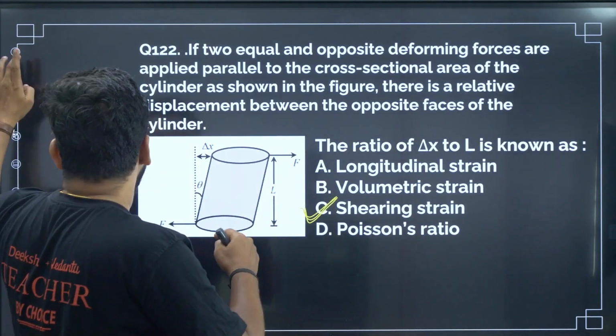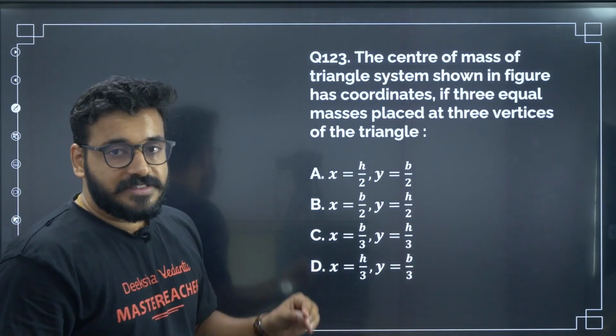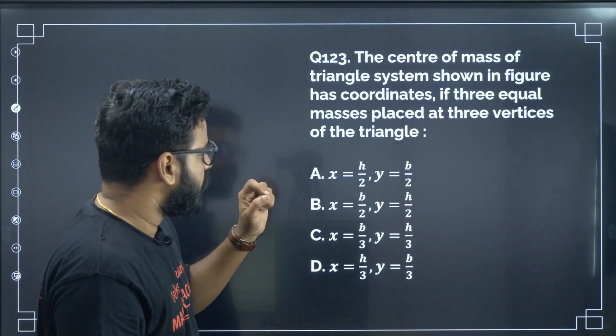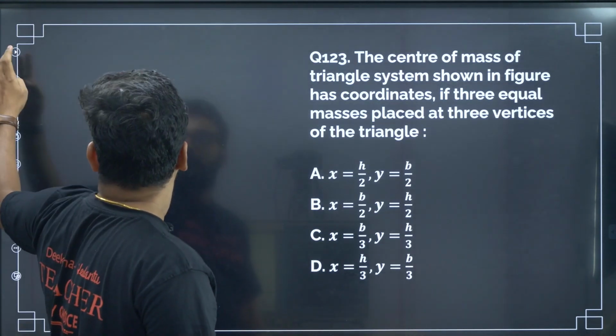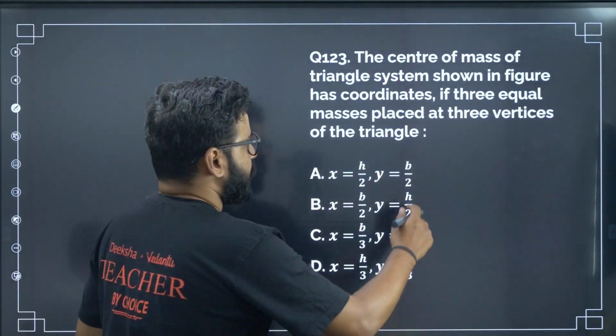So that is option C. Very simple question. Look at question number 123. The center of mass of a triangle system shown in the figure. Okay, so there is a figure over here. Let me give you the figure. So it's like this, a triangle figure.